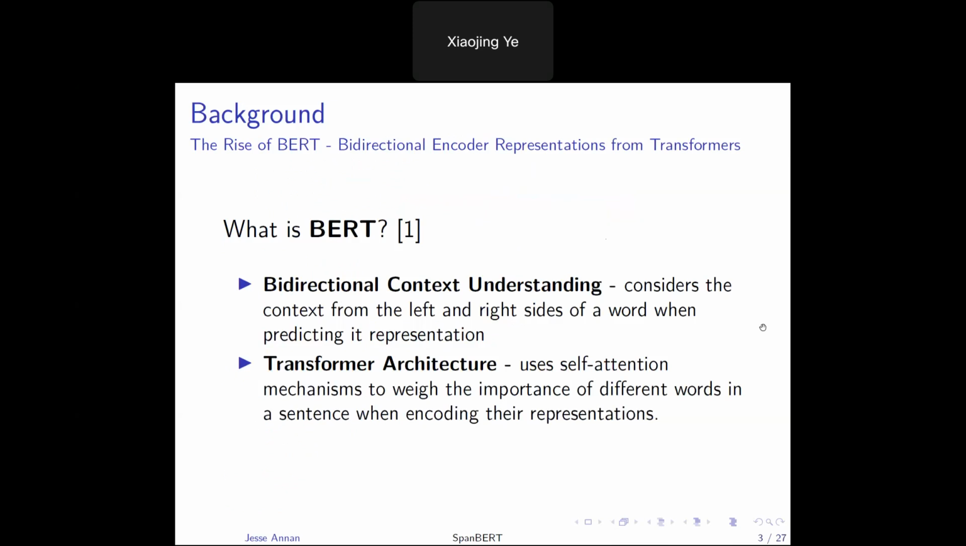So what is BERT? BERT stands for Bidirectional Encoder Representations from Transformers. It uses a bidirectional method to understand what a word represents in a sentence. Take any of these sentences, let's say this one. If BERT wants to understand what born means in this sentence, it tries to understand it from the context on the left side and the context on the right side.